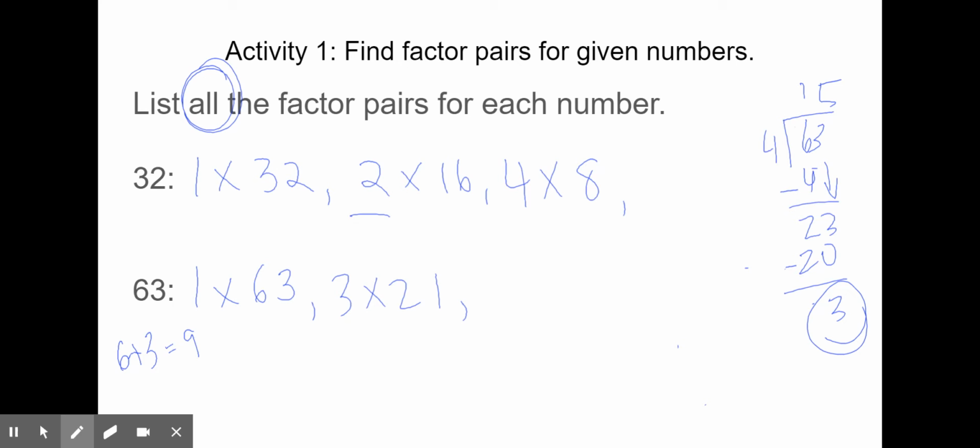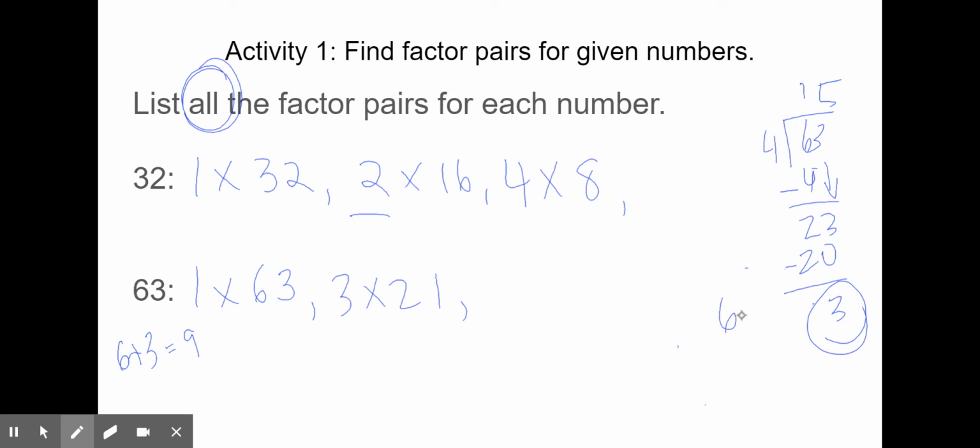Now, is 6 a factor? Remember what I told you, for 6 to be a factor, 2 and 3 must be a factor. In this case, we have 3, but no 2, so 6 is not a factor. 7, we would have to check.